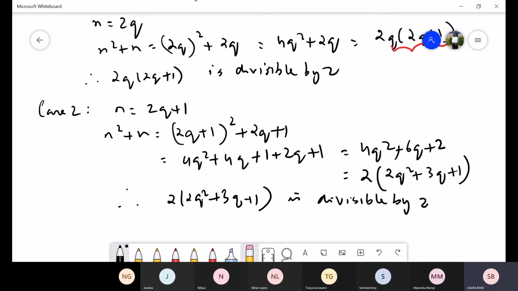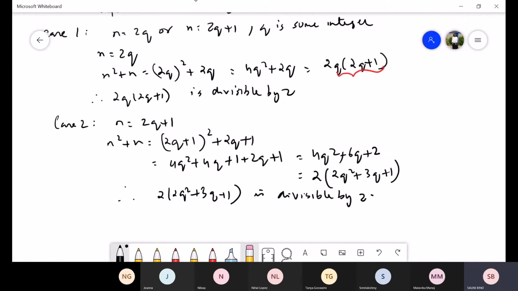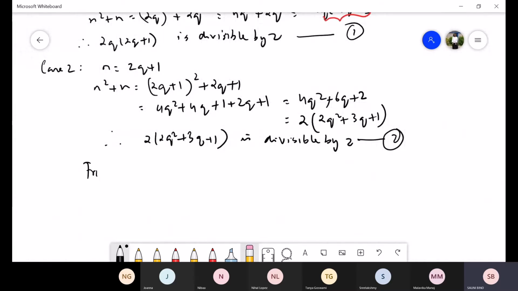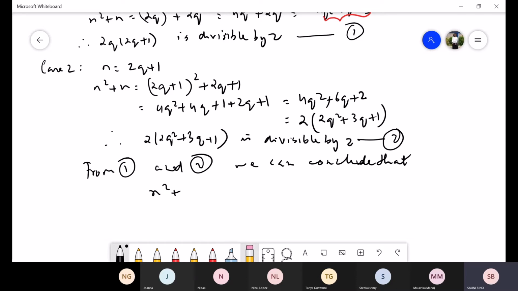So from the two conditions, here we got this expression as divisible by 2, and here we got the second expression also divisible by 2. So from 1 and 2, we can conclude that n square plus n is divisible by 2 for any positive integer n.